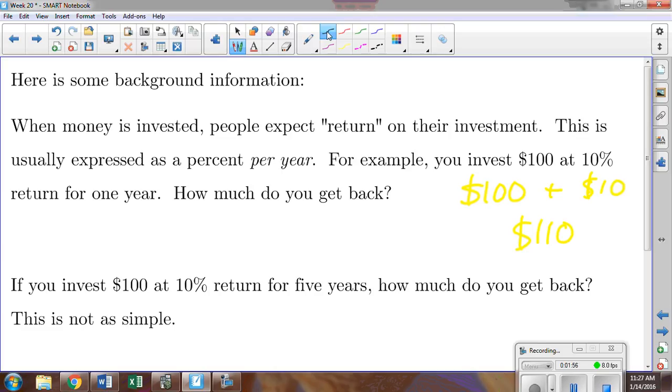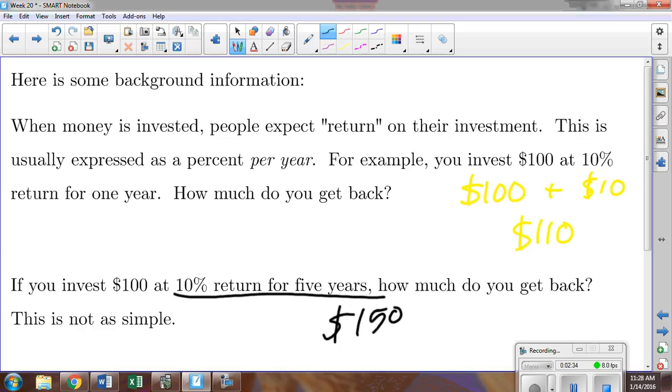What about for 5 years, though? How much do I get back for investing over years? Sometimes students will simply say, well, 10% at 5 years is 50%. And so they would say $50 interest, I'd get back $150. That type of interest is called simple interest, where the only time interest gets charged is on the original amount. Nobody in the financial world uses simple interest.